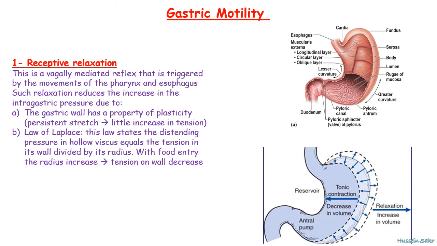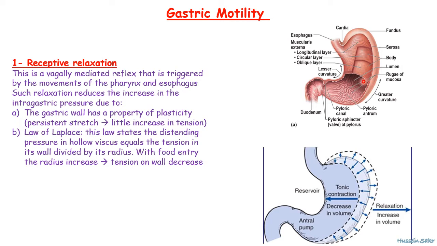Now we are going to start with the first type of motility present in the stomach, which is the receptive relaxation. The receptive relaxation is a vagally mediated reflex that is triggered by the peristaltic waves appearing in the pharynx and the esophagus. So, with the start of the pharyngeal and esophageal peristalsis during swallowing, the vagus nerve will induce relaxation of the wall of the stomach, mainly in the fundus and the proximal two-thirds of the body.